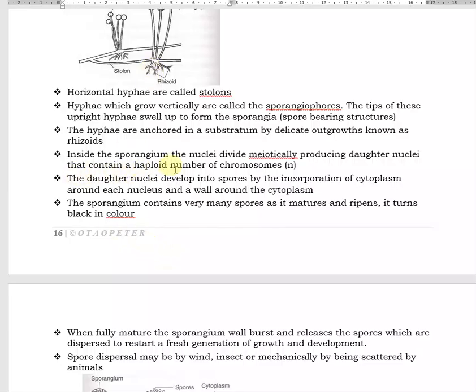So inside the sporangium, the nucleus divides mitotically, producing daughter nuclei that contain the haploid number of chromosomes. So the daughter nuclei develop into spores by the incorporation of cytoplasm around each nucleus and a wall around the cytoplasm. So the sporangium contains very many spores. As it matures and ripens, it turns black in color.